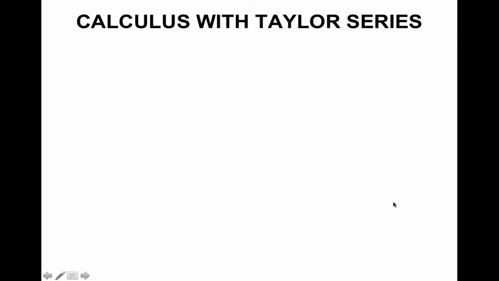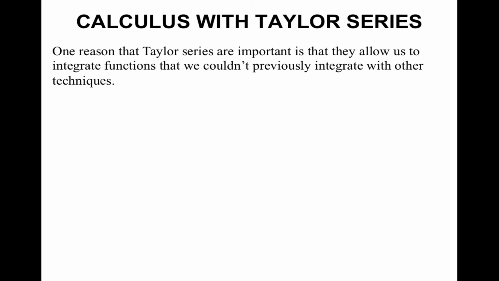Now we can also do calculus with Taylor series. One reason that Taylor series are important is that they allow us to integrate functions that we couldn't previously integrate with other techniques. For example, if we were to have e to the negative x squared, we can't do u substitution, and we also cannot do integration by parts. So how would we integrate this, besides using a good old graphing calculator with the CAS feature?